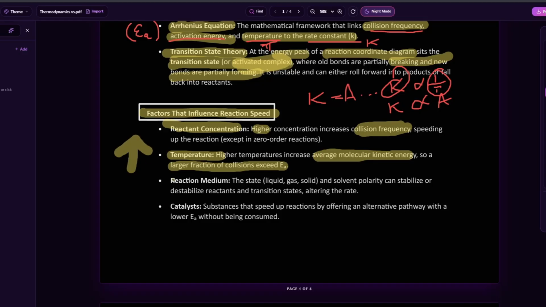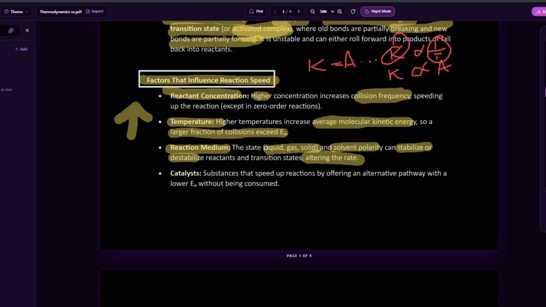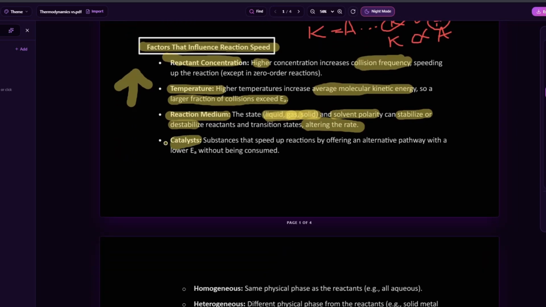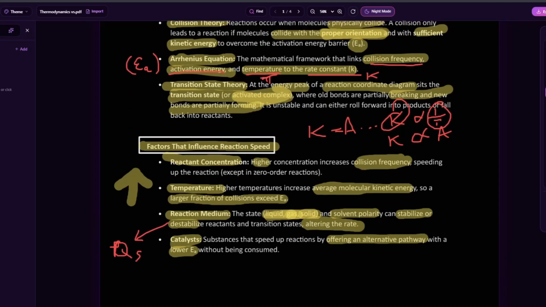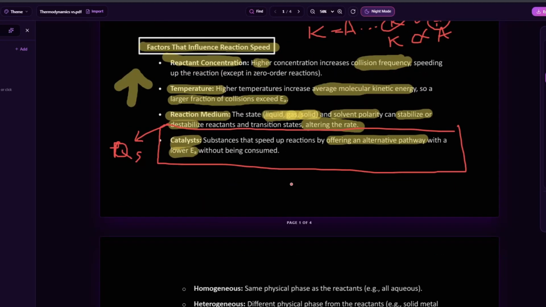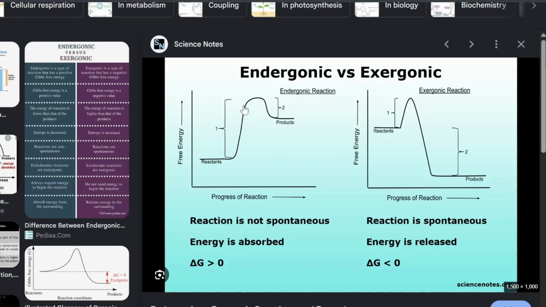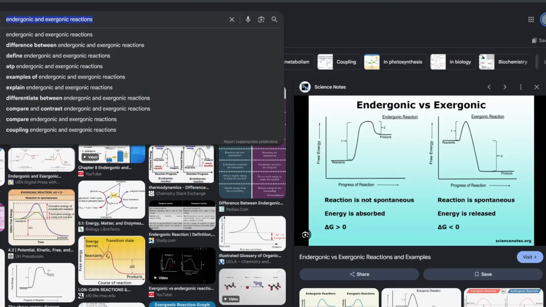Speed increase. Reaction medium, so the state, liquid, gas, or solid, and solvent polarity can stabilize or destabilize reactants and the transition state, altering the rate. So it depends whether it's liquid, gas, or solid. Catalysts: for that one you would need to do practice questions to help you understand. Catalysts are substances that speed up reactions by offering an alternative pathway with lower activation energy. Catalysts are often found in biochemistry, where they're called enzymes. Those are biological catalysts that we have in our own bodies, which is related to this. Lowering this activation energy, which is from here to here. So calculating activation energy looks like this.